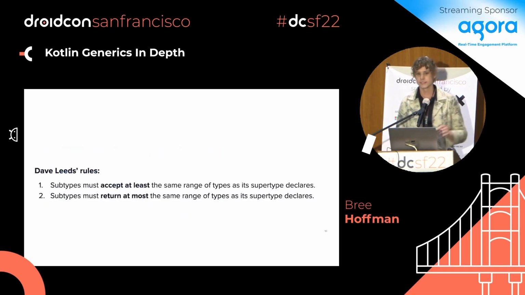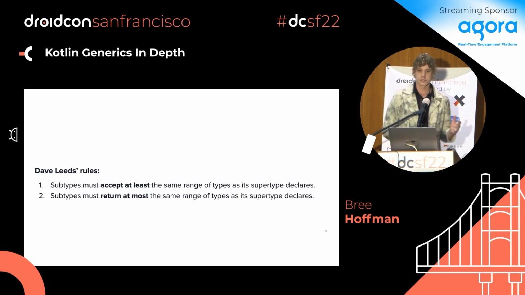We can break that down a little more, though, and I like these rules that Dave Leeds put on his blog. It's typealias.com. It's super great. There's a bunch of really cute comics in conjunction with information about a bunch of neat Kotlin features specifically. So it's a Kotlin blog.